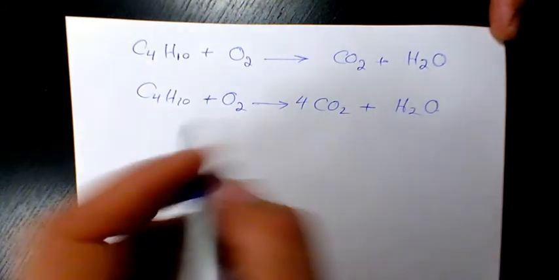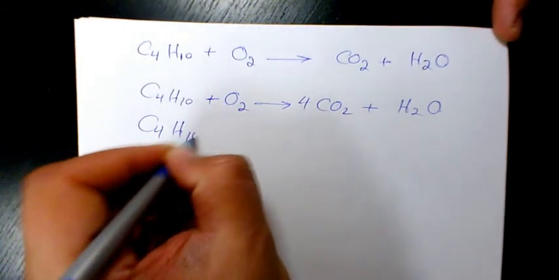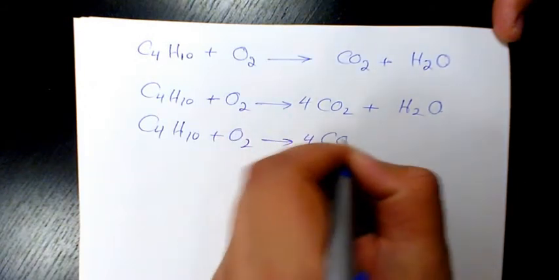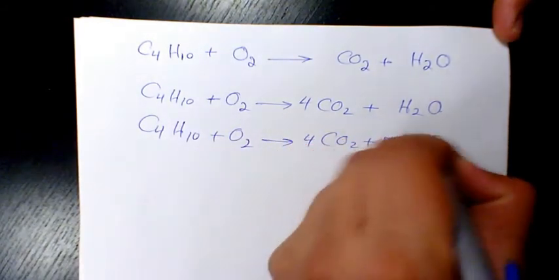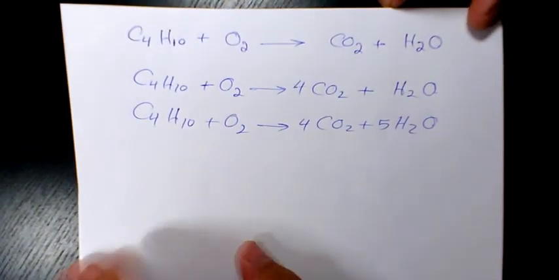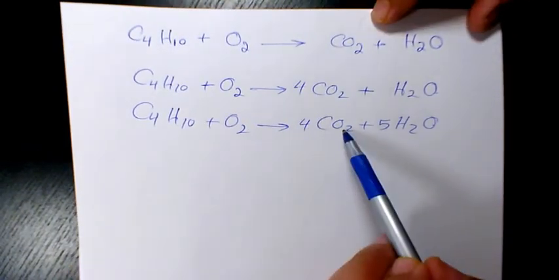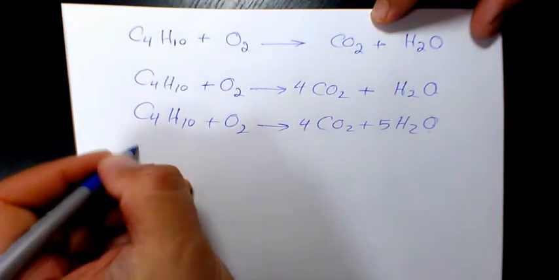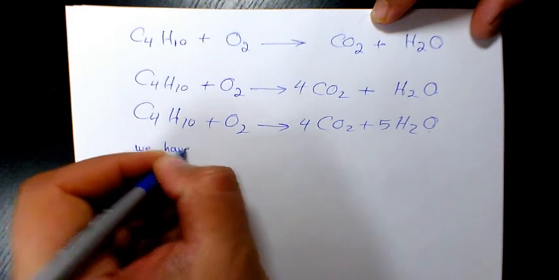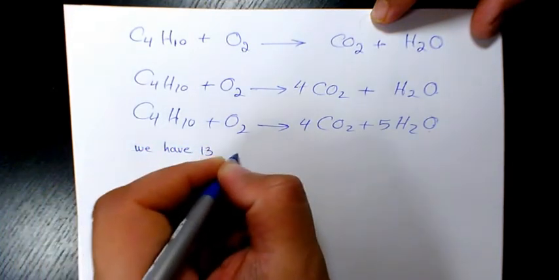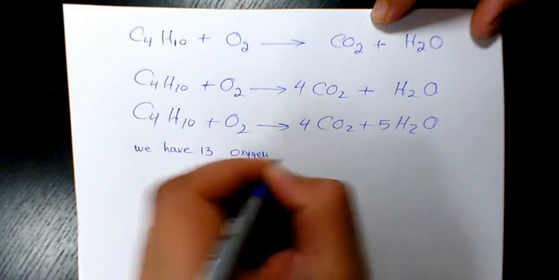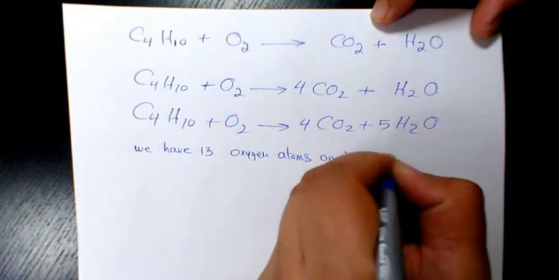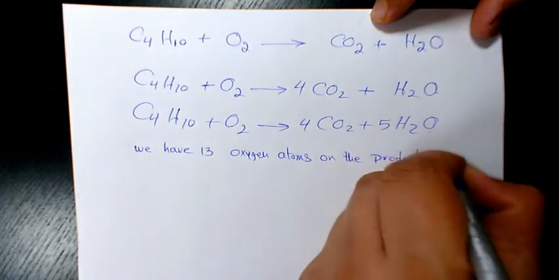Now we need to balance hydrogen, so we have 10 on this side, we need to have 10 on this side, so I need to put 5 in front of H2O. Now we need to count oxygen atoms on both sides. Here we have 8 and 5, it's going to be 13. We have 13 oxygen atoms on the product side. So we need to have the same thing here.